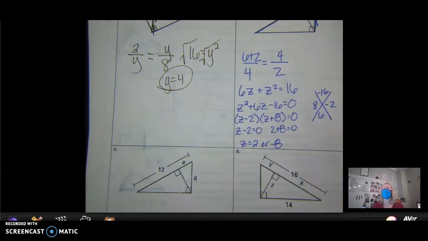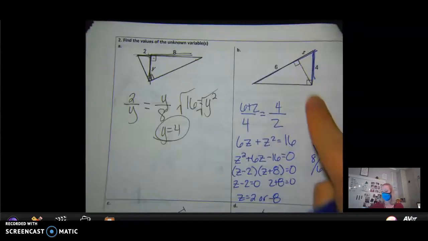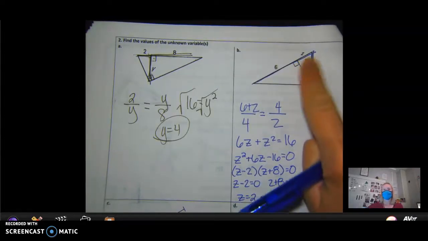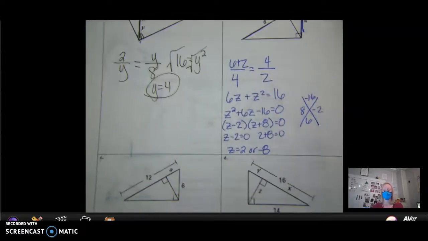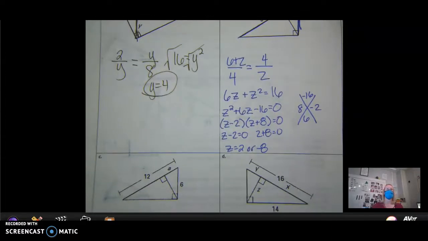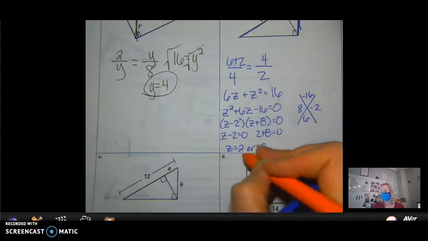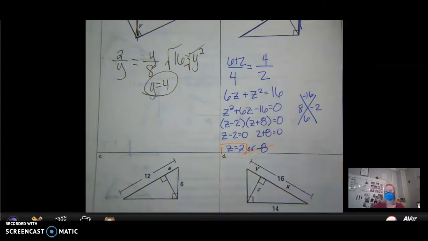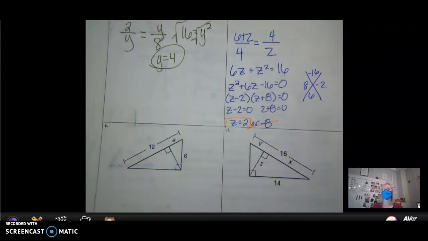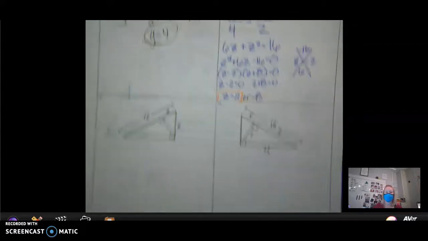Negative 8. Okay, this is a distance. Z is a distance. It represents the sideline. So do both of those answers make sense as answers? No. Which one makes sense? 2. Why does negative 8 not make sense? Yeah, we can't have negative distances. So negative 8 does not make sense, so our answer is z equals 2.